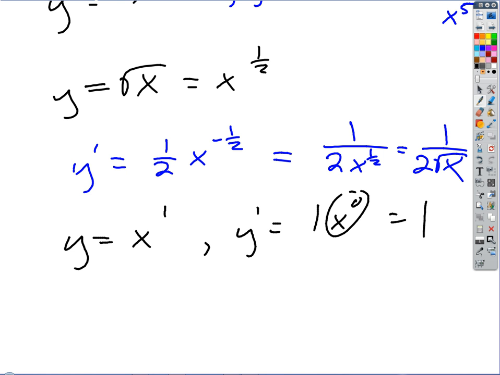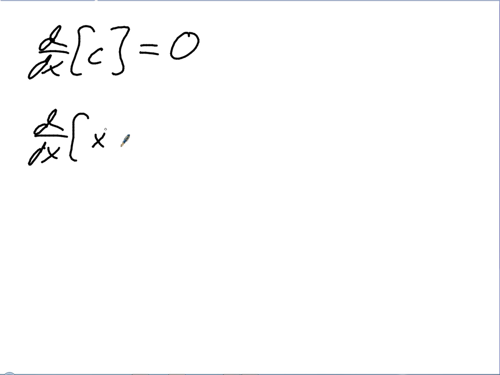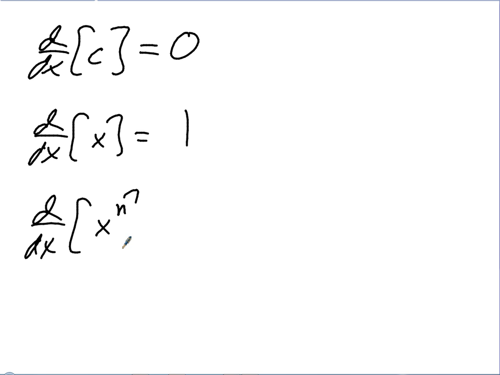So if we want to summarize where we are right now, here's what we know. We know the derivative with respect to x of a constant equals 0. We know the derivative with respect to x of x equals 1. And we know the derivative with respect to x of x to the n, these are different notations, right, we just said is n times x to the n minus 1.